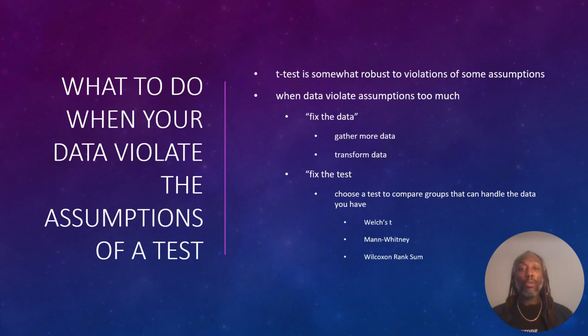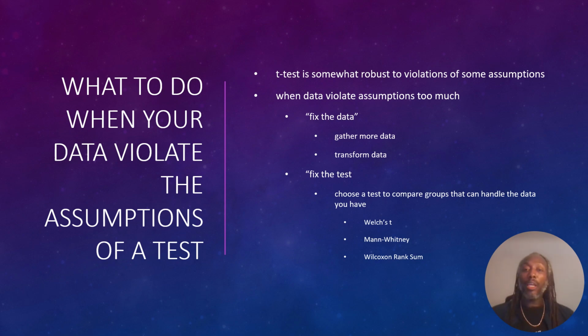Different t-tests and different other comparison tests for two groups have different assumptions. And sometimes your data will not meet those assumptions. One of the nice things about the t-test is that it's relatively robust to violations of some of those assumptions. Meaning, if for instance your data don't come from a completely normal distribution, the t-test can still be valid. You really have to deviate from normal distributions before the t-test stops being useful. But when your data do violate those assumptions so much that the test is no longer valid, you have two options. You can either try to fix your data or you can fix the test.